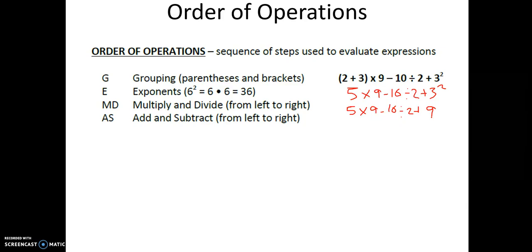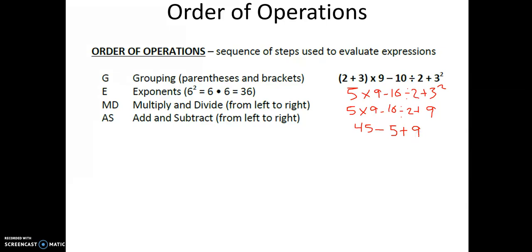Okay, then I'd multiply and divide from left to right. If I had division first, I would do the division part first, but I see the multiplication first. So 5 times 9 is 45, minus, and then 10 divided by 2 is 5. Bringing down that minus sign, and plus 9.